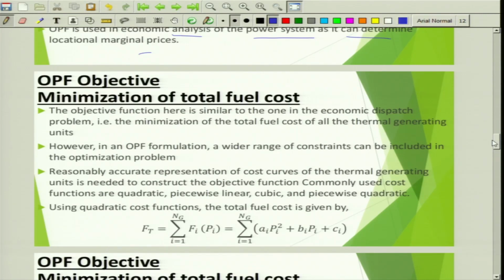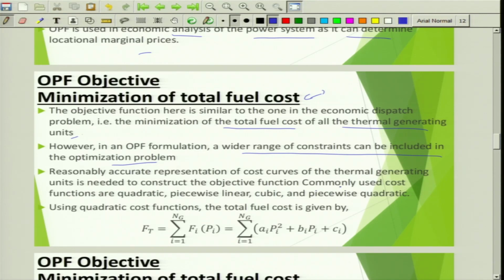So let us say one of the objective functions, minimization of total fuel cost. The objective function here is similar to the one in the economic dispatch problem, that is a minimization of total fuel cost of all the thermal generating units. However, in an OPF formulation, what is the change that one can see? A wider range of constraints can be included in the optimization problem. A reasonably accurate representation of cost curves of the thermal generating units is needed to construct the objective function.